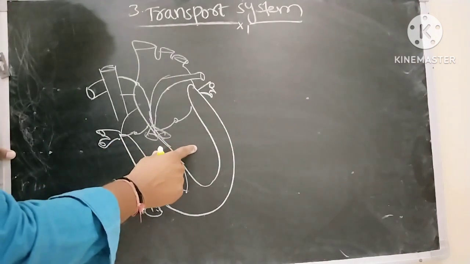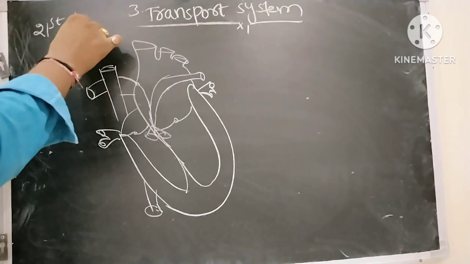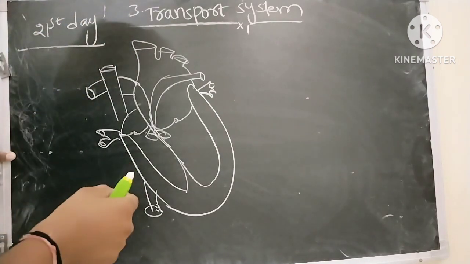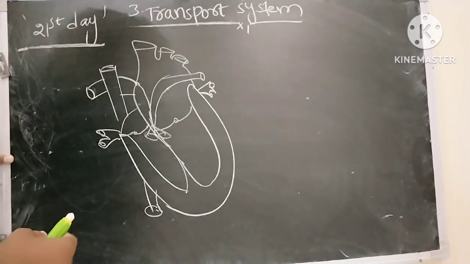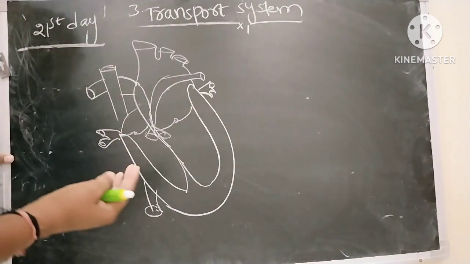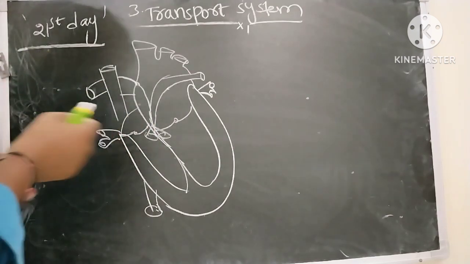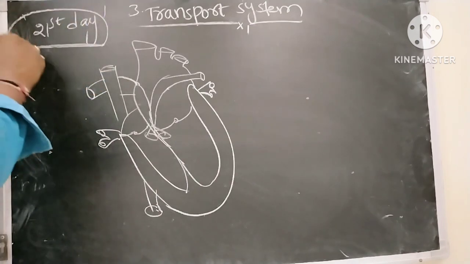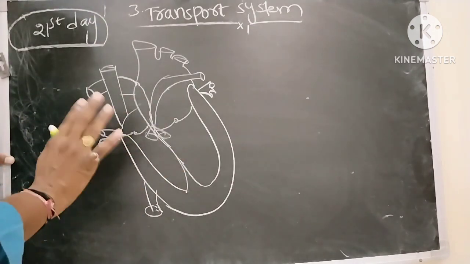Actually, the heart starts beating from the 21st day of embryonic development. From the 21st day after the embryo is formed, the heart starts beating. Why? Because for the embryo to grow in size, it is important to distribute the materials received from the mother. That is why the heart starts beating from the 21st day onwards. So imagine the heart is in a relaxed position.